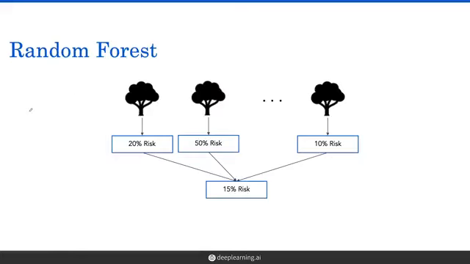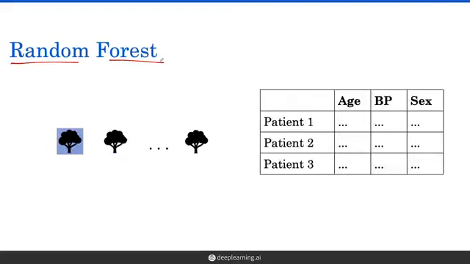We've seen how we can use max depth to combat overfitting. Another popular way to combat overfitting is to build what's called a random forest. Random forests construct multiple decision trees and average their risk predictions. So for a patient, we might have each tree come up with a prediction of risk like 20%, 50%, or 10%, and the random forest takes the simple average of those risk predictions to arrive at a risk prediction of 15%. So how can a random forest be trained?